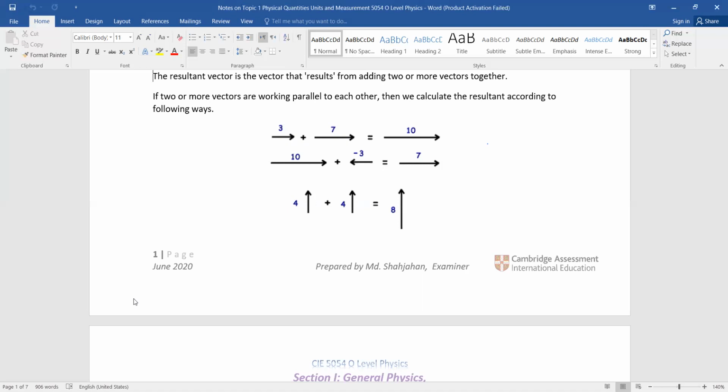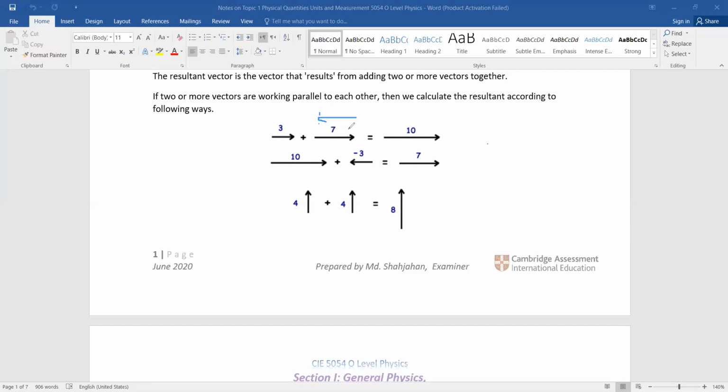I'm asking you from this idea, for example, the first one, if we are taking this one as a vector in opposite direction like this, then what will be the value of it? So it will be -4.